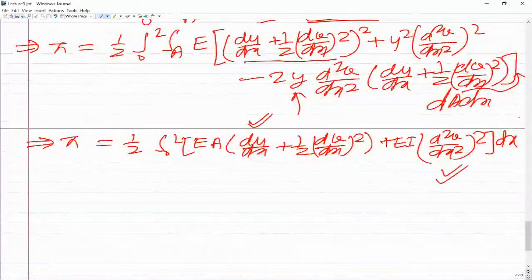Sir, in the first term there is a whole square on the du by dx part. Yeah, sorry, this whole square is there. Yes. Thanks for the correction.